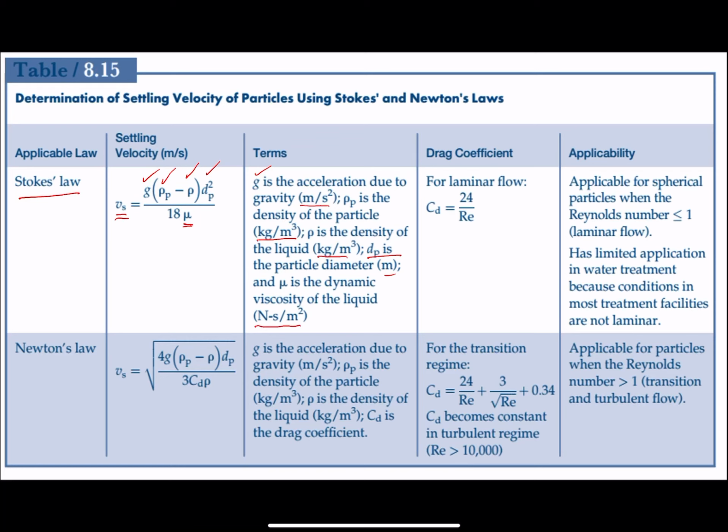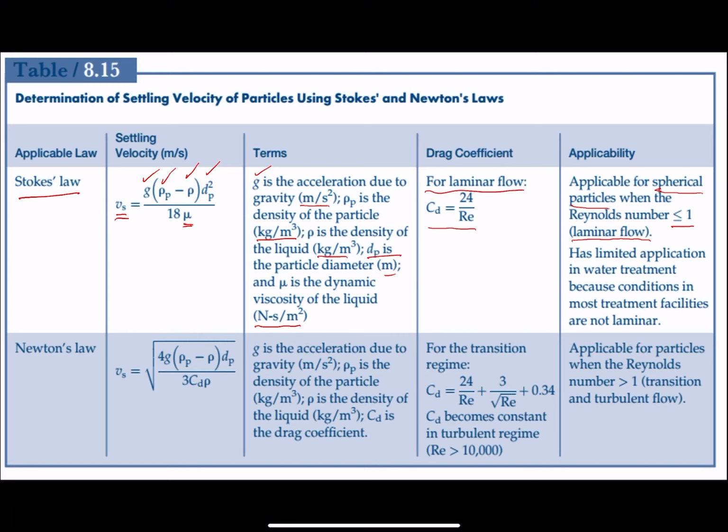For laminar flow, we should check it. CD is equal to 24 over Reynolds number. This equation is applicable for spherical particles, with a spherical shape. And when the Reynolds number is less than or equal to 1, which means we are applying this law for laminar flow. Of course, this has limited application in water treatment because conditions in most treatment facilities are not laminar.